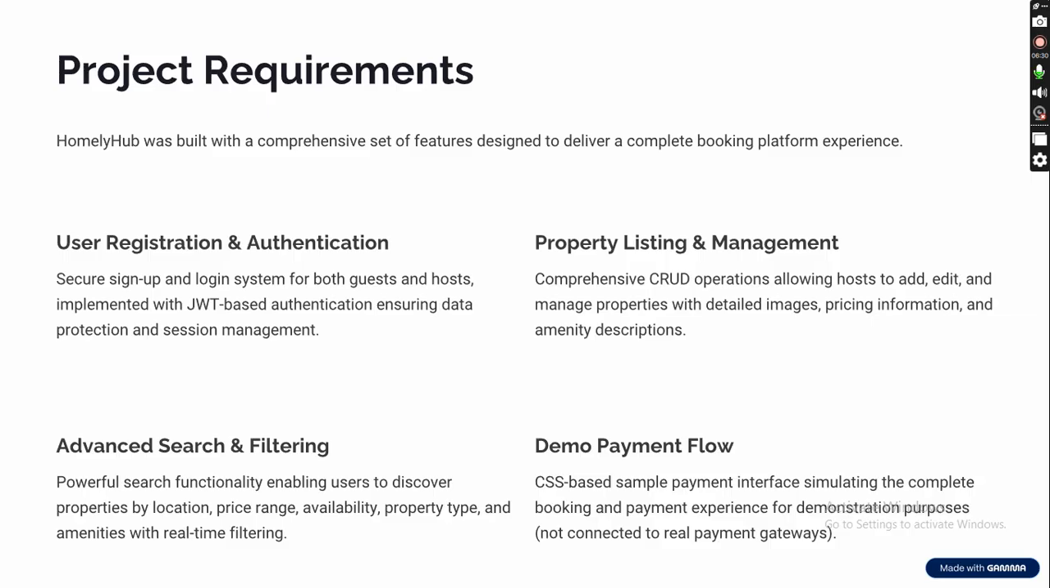With advanced search filters, users can search by price range, location, availability, or property type. This is a powerful search functionality, enabling users to discover properties by location, price range, availability, property type, and amenities with real-time filtering.